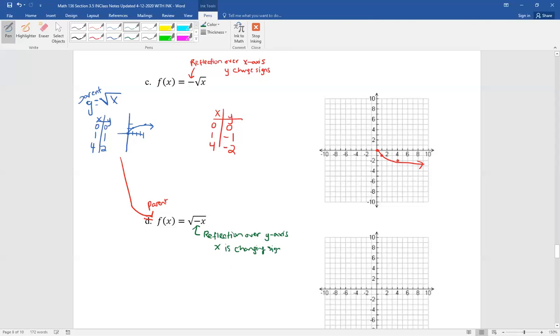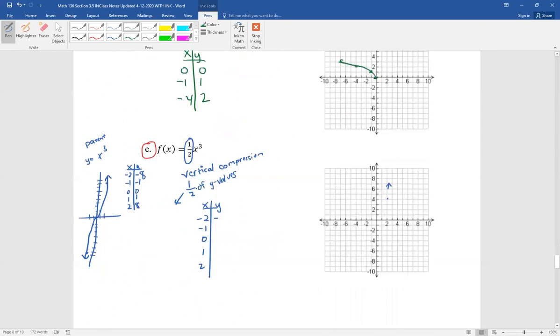And what we talked about in class was that anytime something happens inside the parent function, it's happening to x. Anytime something happens outside, it's happening to y. So remember, those are good general rules to remember. So the x's are going to change signs from the original parent, but the parent's y's are going to stay the same. So 0, 0, negative 1, 1, and negative 4, 2. So notice this one is the same as the original parent, but flipped across the y-axis.